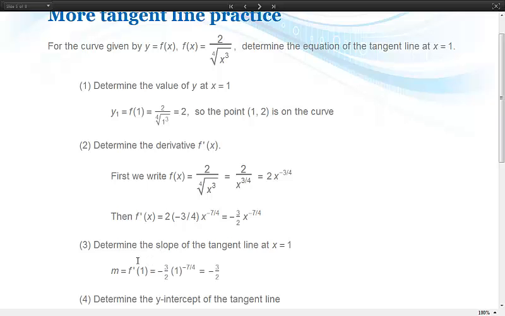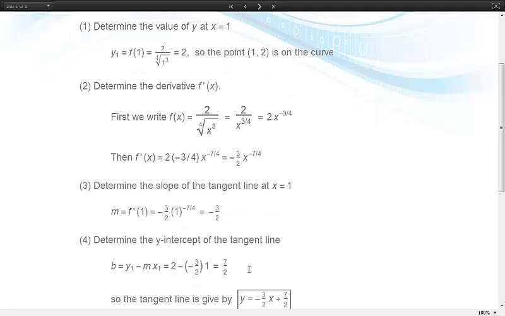So m is f prime evaluated at 1. That's minus 3/2 times 1. Well, 1 raised to any power is 1, so it's easy in this case. So it's minus 3/2 is the slope of the tangent line, which is also the instantaneous rate of change dy/dx. We need one more thing to have a line equation.